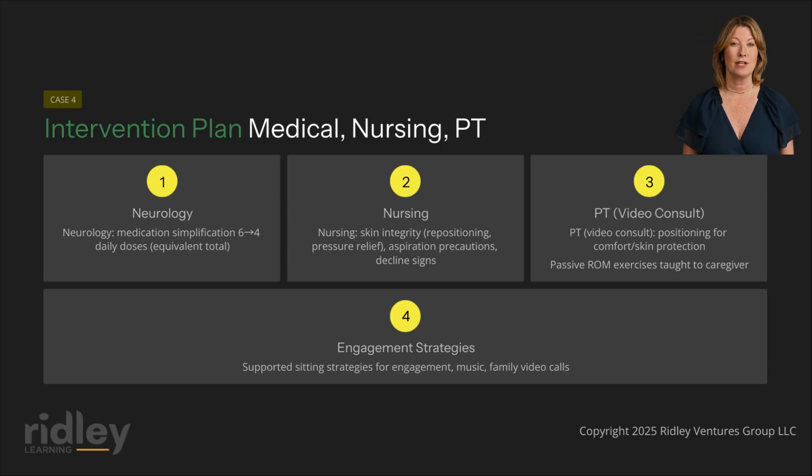The interdisciplinary team develops a palliative-focused care plan emphasizing quality of life, symptom management, and support for goal-concordant care. The movement disorders neurologist reviews medications and recommends simplification, consolidating the 6 daily levodopa doses to 4, while maintaining equivalent total daily dose to reduce caregiver burden without sacrificing symptom control. The reduced dosing frequency decreases the disruption of Mrs. Thompson's rest and reduces medication administration demands on Mr. Thompson and the caregiver.